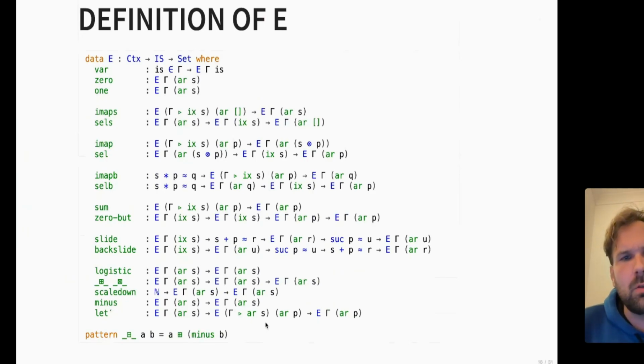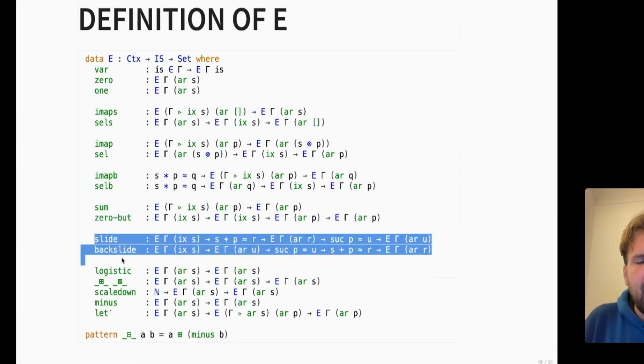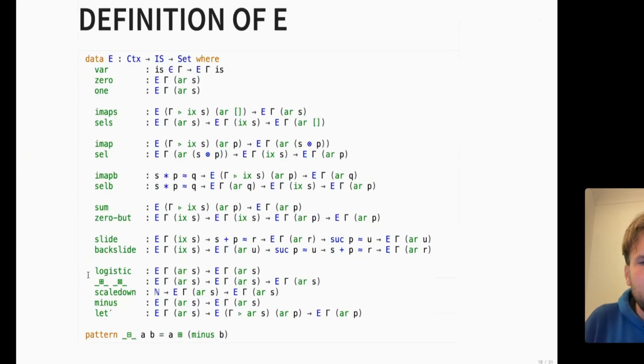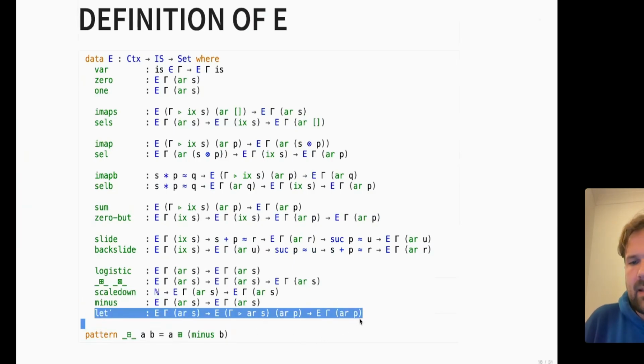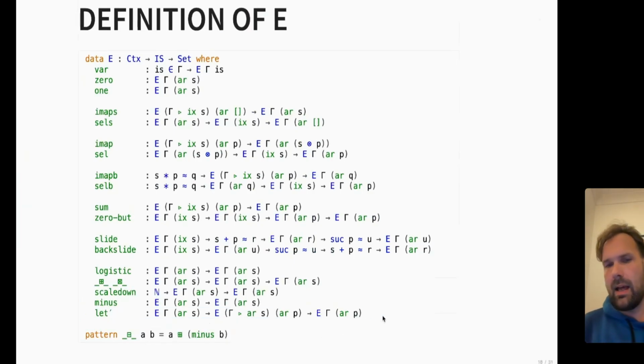So again, don't read the code too much. It is a small language, so we just have variables, constants, array constructors, summation, some predicate on indices, slide back slides, as you see, in order to implement convolution, some arithmetic, and most importantly, let binding. This thing allows us to talk about sharing some computations between these expressions, well, between the expressions.